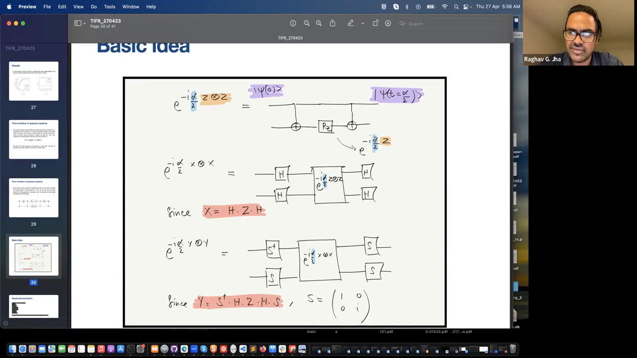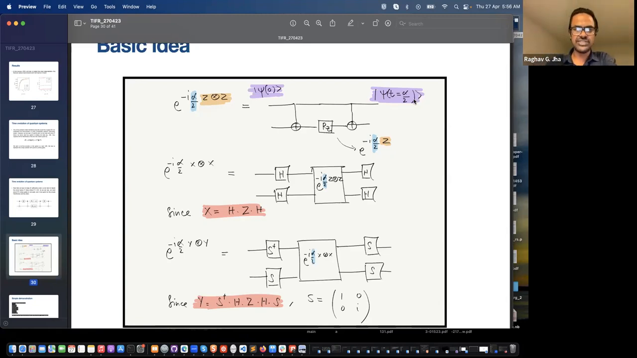And now what is α? α by 2 is just the argument of this RZ rotation gate. So RZ is given by e to the power minus iα by 2 times the Z Pauli matrix, and this is rotation along the Z axis, and that is what t is. So if we start from here, do this, we get this.